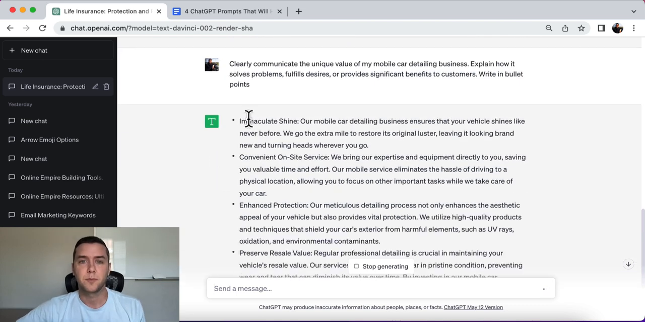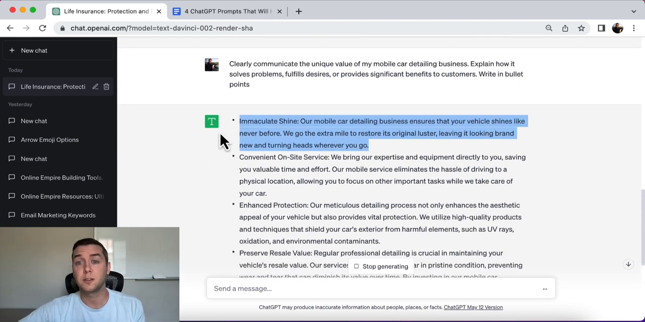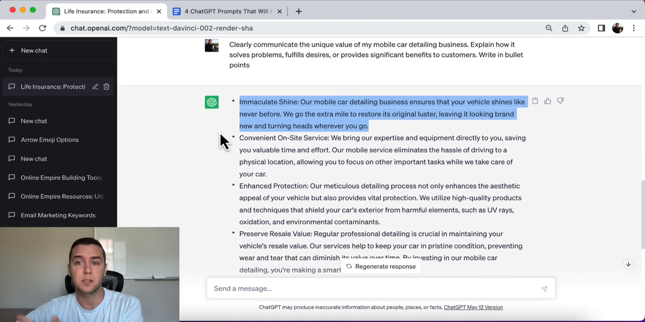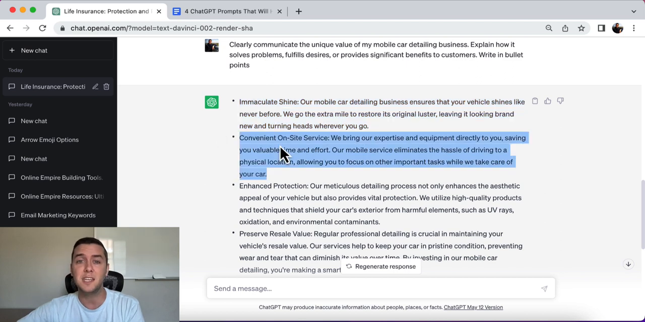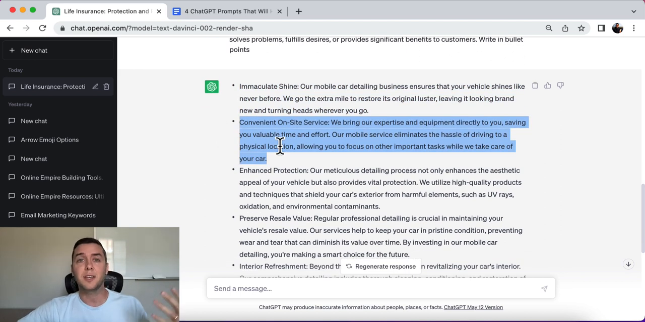So here it is. Immaculate Shine, our mobile car detailing business, ensures that your vehicle shines like never before. We go the extra mile to restore its original luster, leaving it looking brand new and turning heads. Convenient on-site service, right? Obviously, that's pretty standard with a mobile car detailing business, but you need to be able to communicate this with people that are interested in buying your services, right? We bring our expertise and equipment directly to you, saving you the valuable time and the effort, okay? Not only are we coming to you, but you need to be able to tell people the benefit of you coming to them, right? You save time and effort with us coming to you.